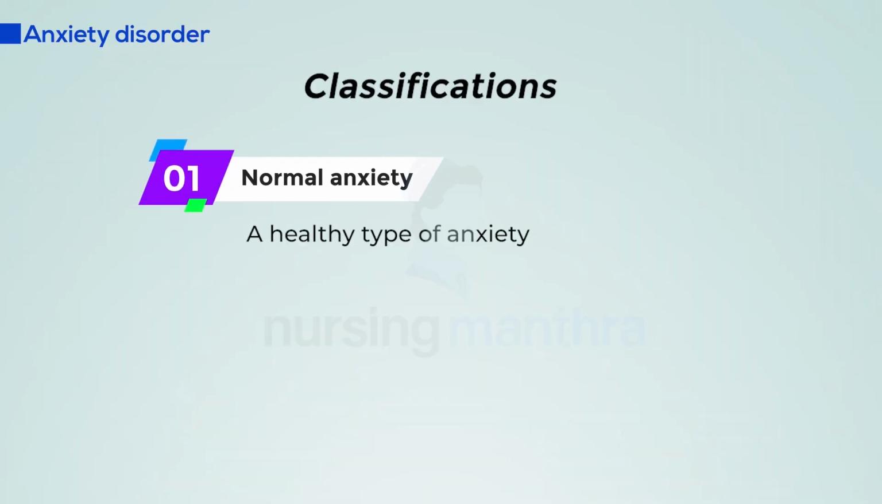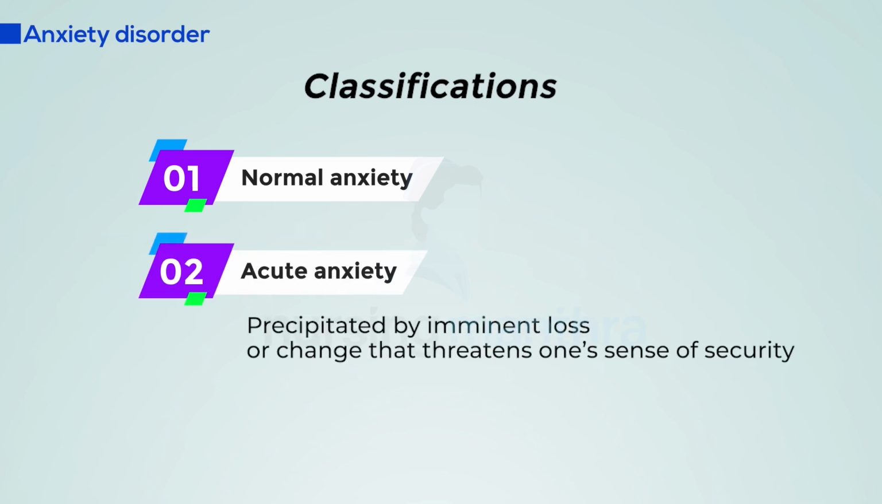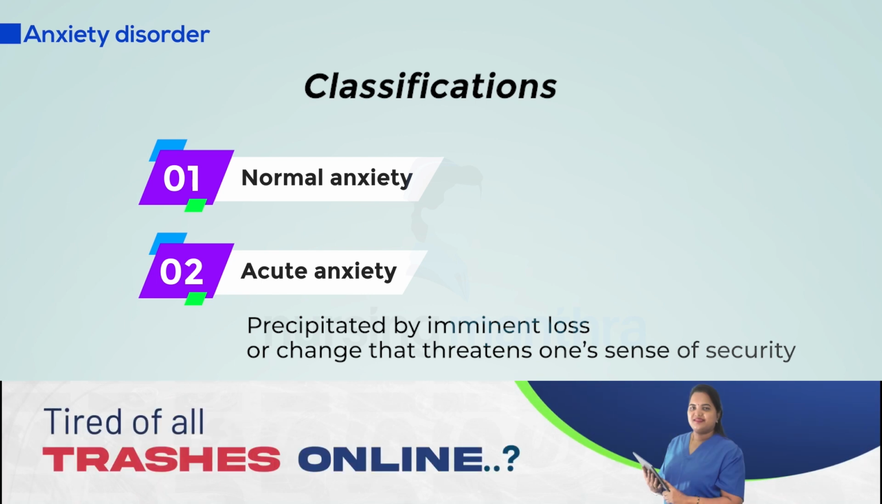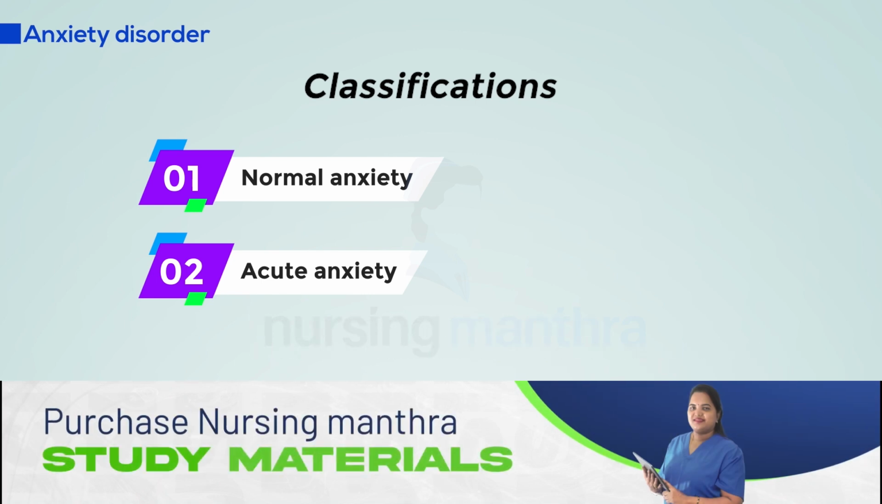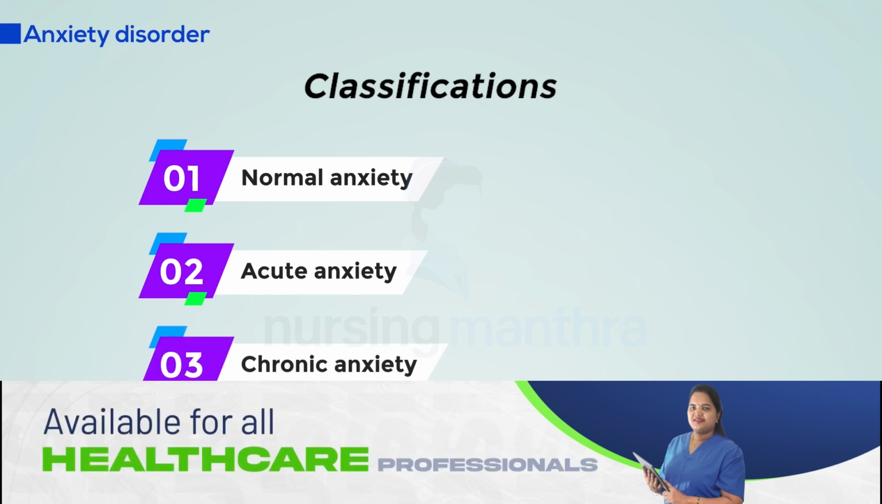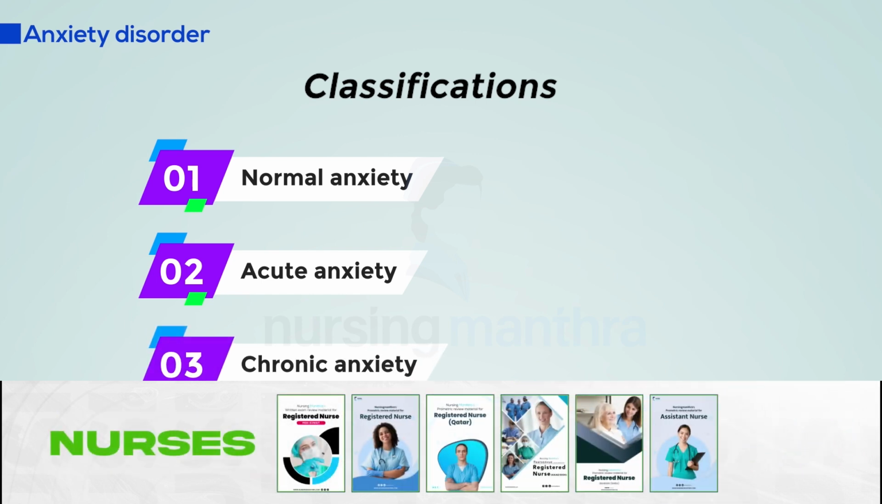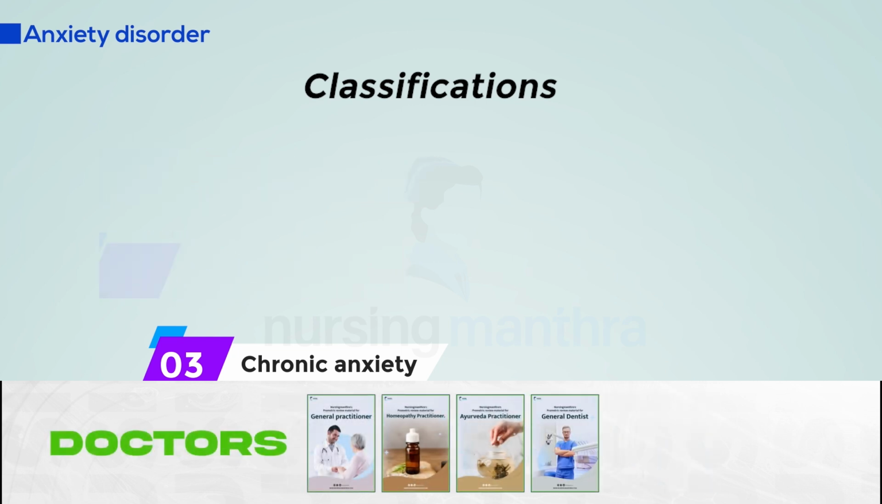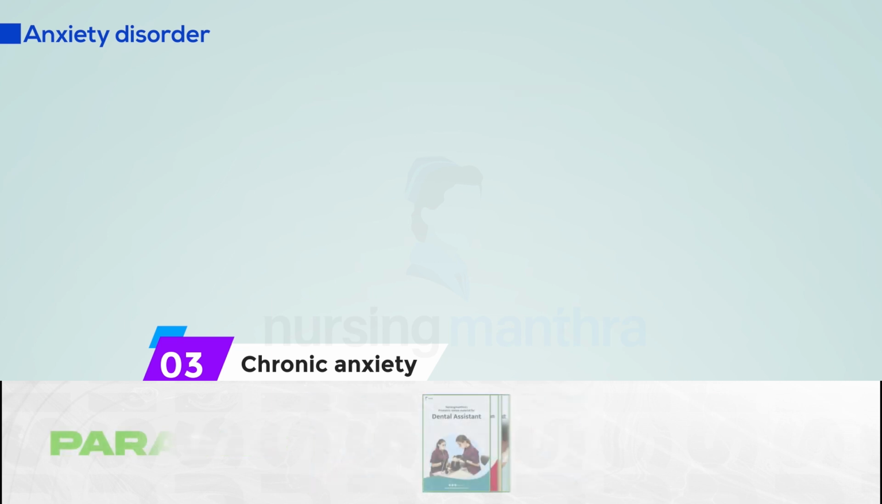Now we can see the classification of anxiety. Normal anxiety, that is a healthy type of anxiety, it will not create a problem. Acute anxiety means precipitated by imminent loss or change that threatens one's sense of security. Chronic anxiety means anxiety that persists as a characteristic response to daily activities. It will be involved in the daily activities. That is chronic anxiety.